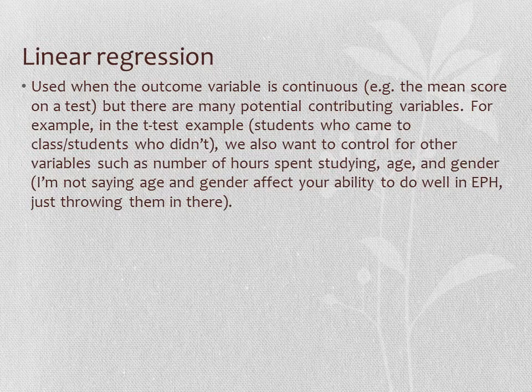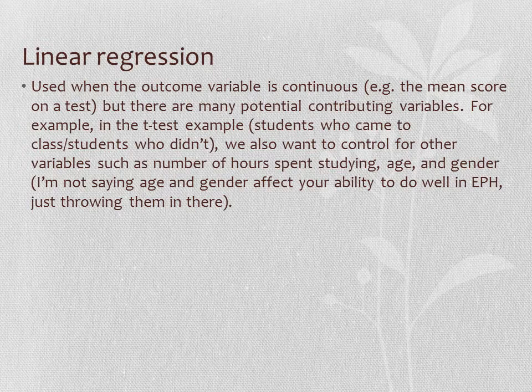So say that there were many potential contributing variables. This is a way to do multivariate analysis. For example, in the t-test example, when we wanted to look at students who came to class and students who didn't come to class, say we also want to throw other variables into the analysis, like the number of hours that they spent studying and their age and their gender, which I'm not at all saying that those things would affect how you would do on the exam, but everybody puts them in their study anyway.